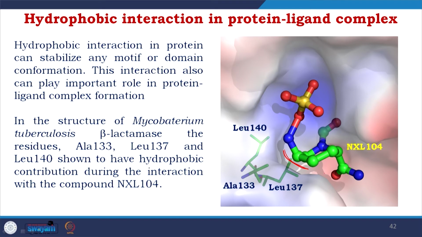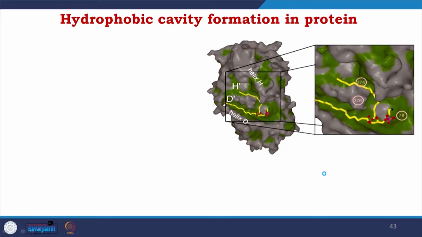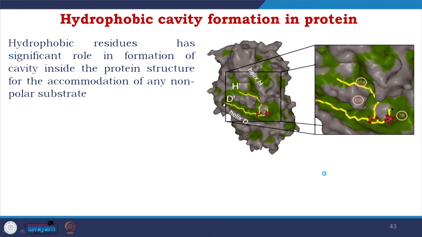The green are the carbon part of the hydrophobic part of the compound NXL 104, which is also commonly known as avibactam, a very interesting new generation drug which could inhibit different beta-lactamase enzymes. Hydrophobic cavity formation in protein.